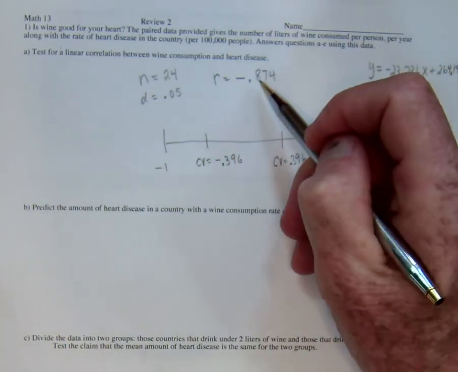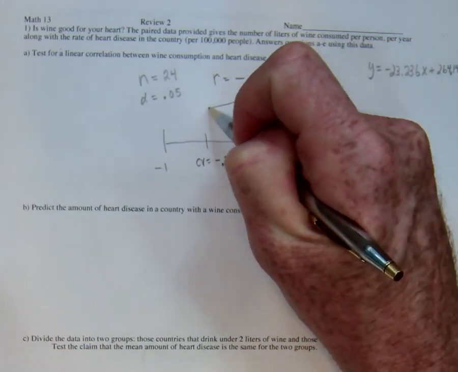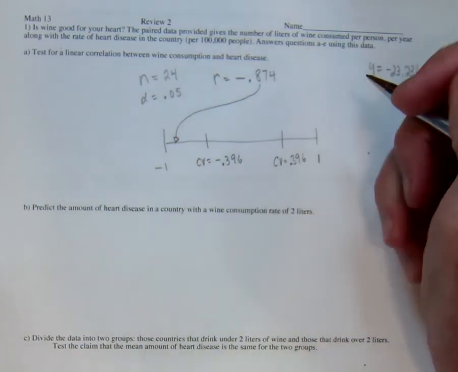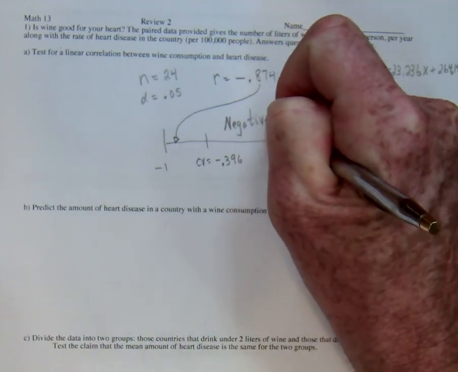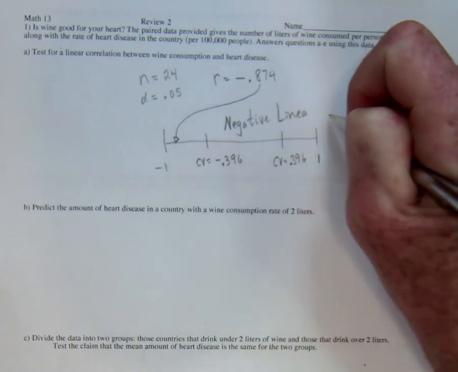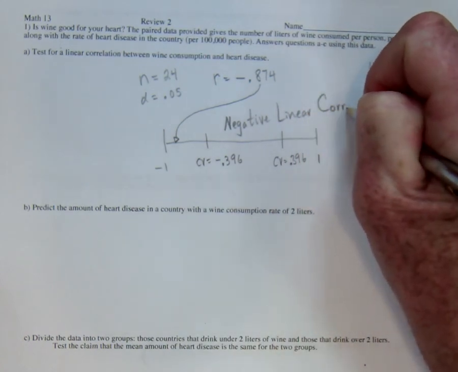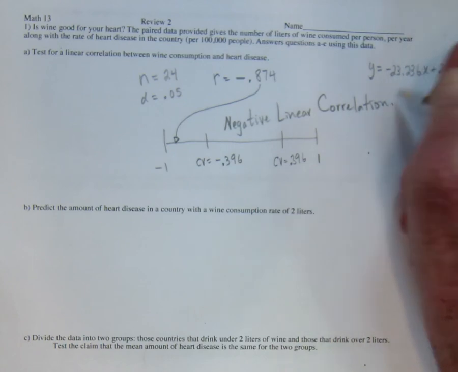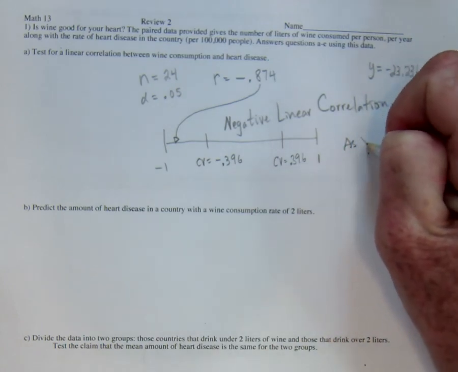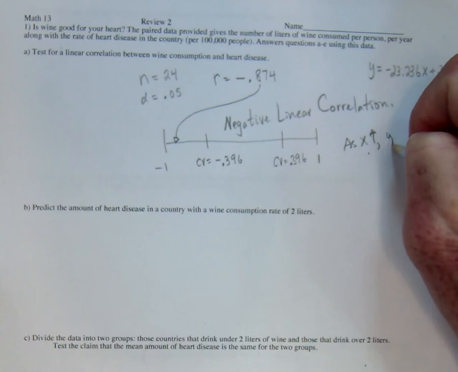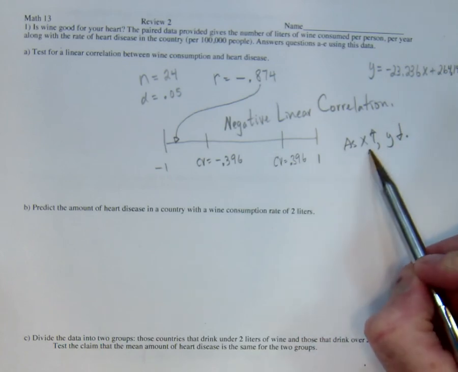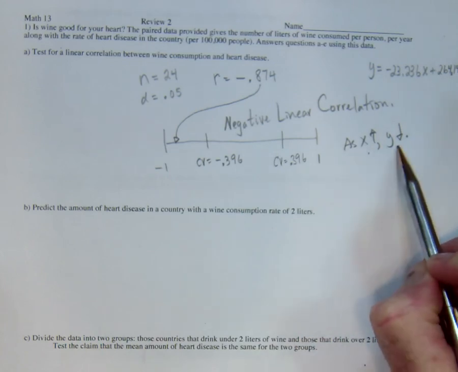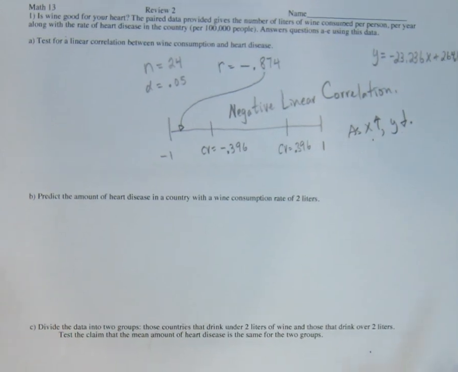And then you just see where this R lands. A negative 0.8 would land over here, which means that there is a negative linear correlation. That basically means as one variable goes up, the other one goes down. The word negative just means that they're doing the opposite. So as one variable goes up, the other one goes down. All right, we're done with part A.